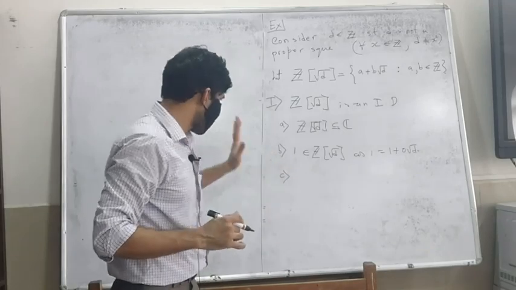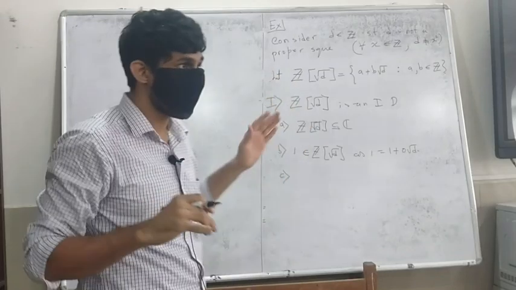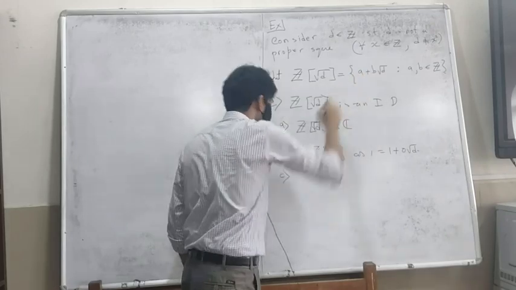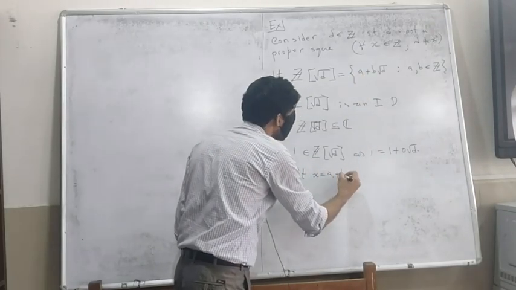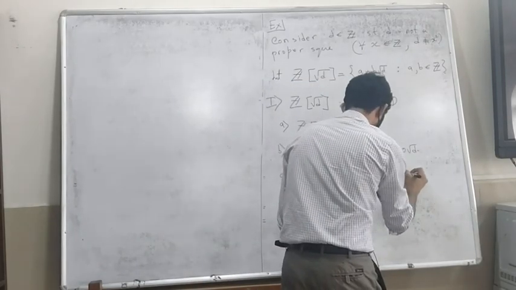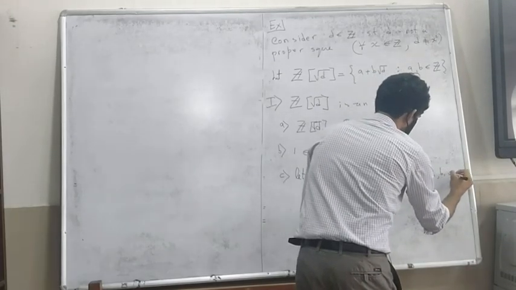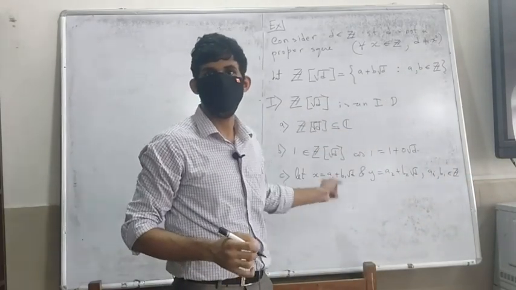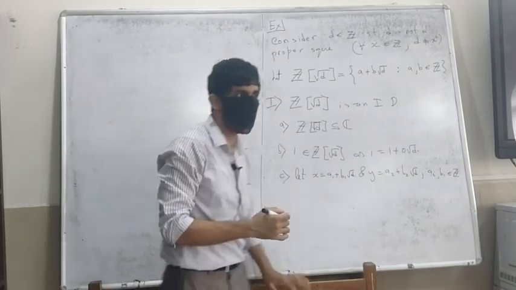The next thing which you need to prove is that it is actually a subring. How do I prove it's a subring? Take any two elements from here, and let x equal a1 plus b1 root d and y be a2 plus b2 root d, for a i, b i in Z. I need to prove two things. One is x minus y is in this, which is very easy to see. Why?